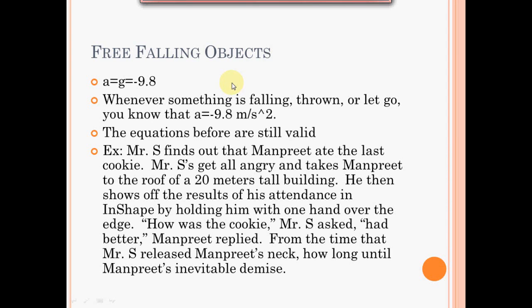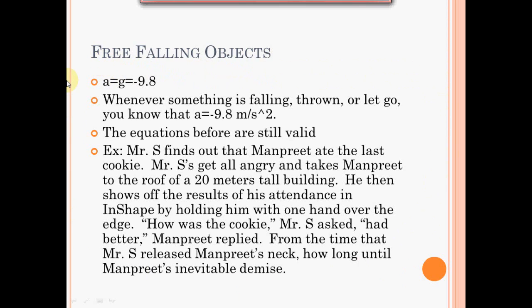Hey, today we're going to talk about free falling objects. This is part 2 of the trajectory motion videos. I will have one more video. This one should be quite short because I will just talk about one aspect of trajectory motion, and that is free falling objects.